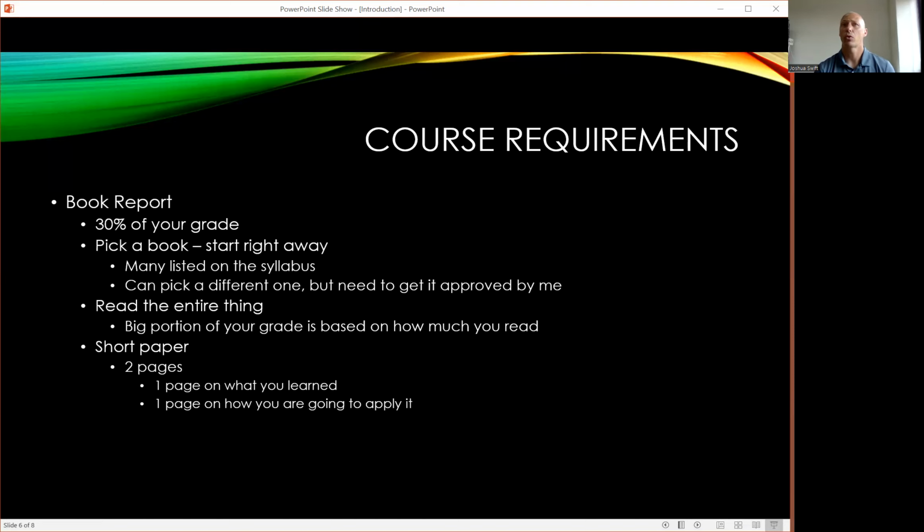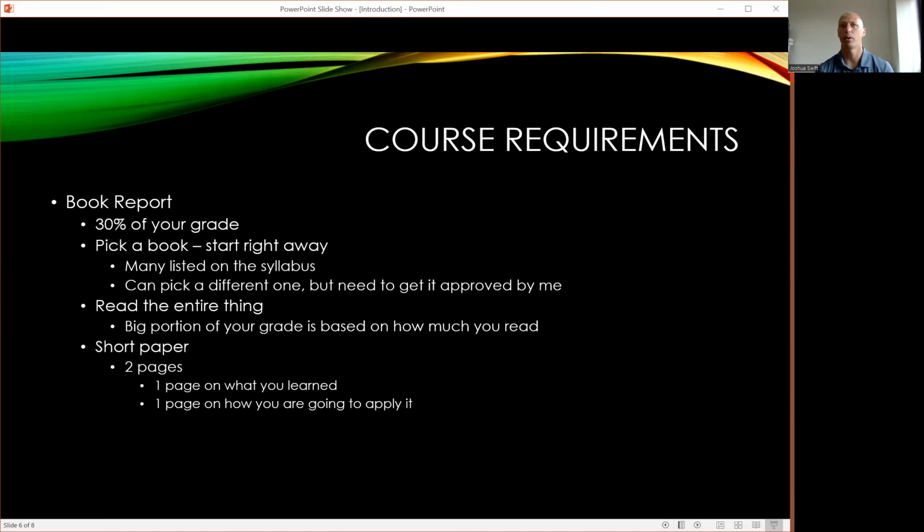By the end of the course, you have to turn in 1 book report. This is worth 30% of your grade. On the syllabus, I have listed about a dozen different books from the field. Your job is to pick one and then read it in its entirety. Most of your grade will be based on the amount of the book that you read.